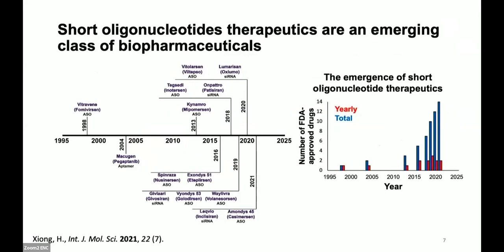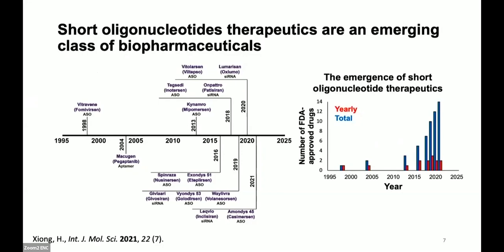Short oligonucleotide therapeutics have really emerged as a new class of biopharmaceuticals to treat diseases that are currently inaccessible to the traditional protein-based and small molecule-based approaches. As you can see, the number of FDA-approved drugs of this class is constantly increasing. Right now, there are 14, but we expect them to be even higher in the not-too-distant future.